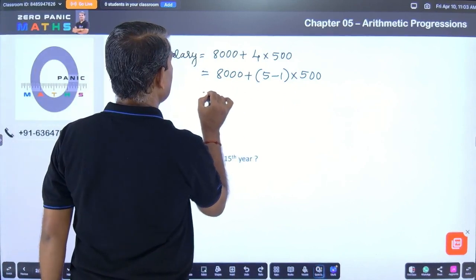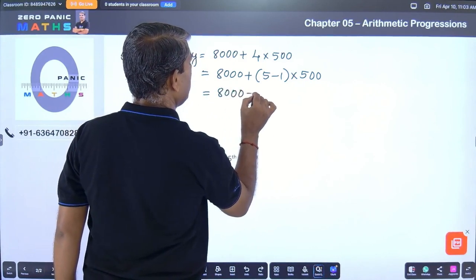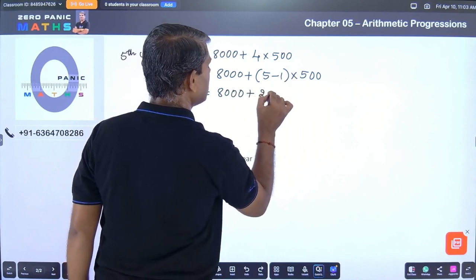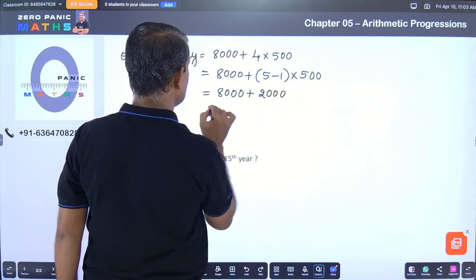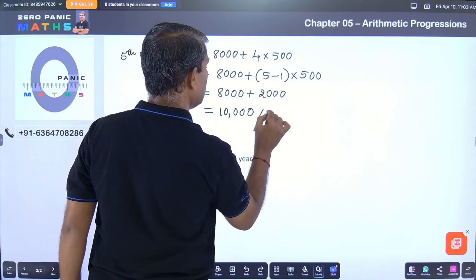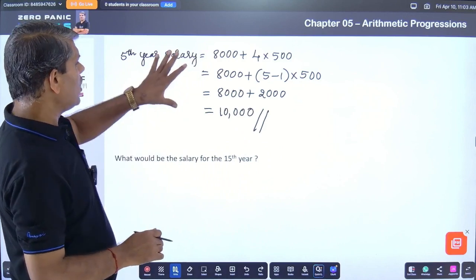So total salary, how much will it be? 8,000 plus 5 minus 1 is 4, and this is 500, that is 500 into 4, 2000. So total salary will be 10,000 at the beginning of the fifth year. That is what we got.